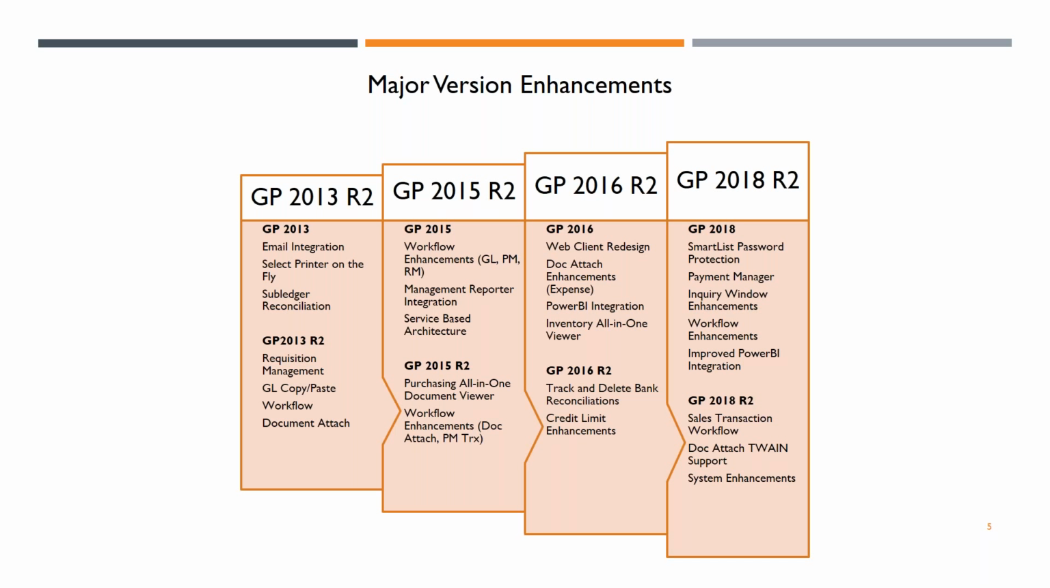So if you're on 2010, this is what you would be getting. You would accumulate all of these features, and that's what you would get if you went from 2010 to 2018 R2. So let's go one step at a time. First, GP 2013, if you're upgrading from 2010, this was actually a major release. So this one was email integration. You can actually email both sales order and purchase order processing documents directly from inside GP. It connects to Exchange Server, or it can use Outlook on your local client, to send emails directly from GP. So that was a major feature.